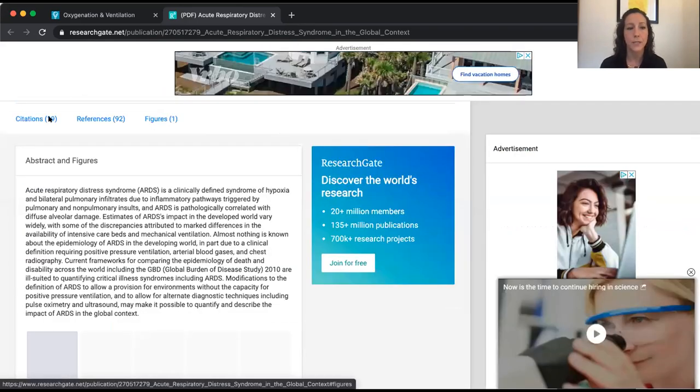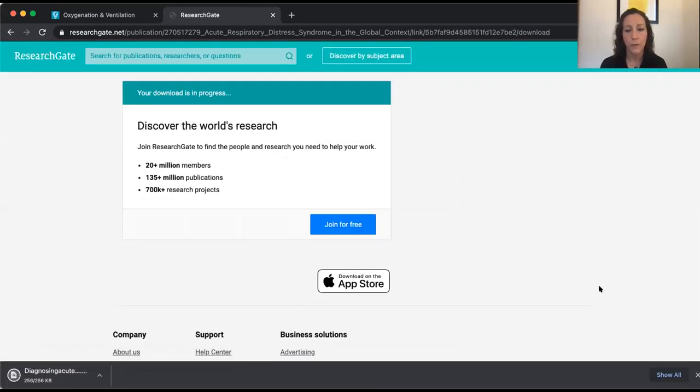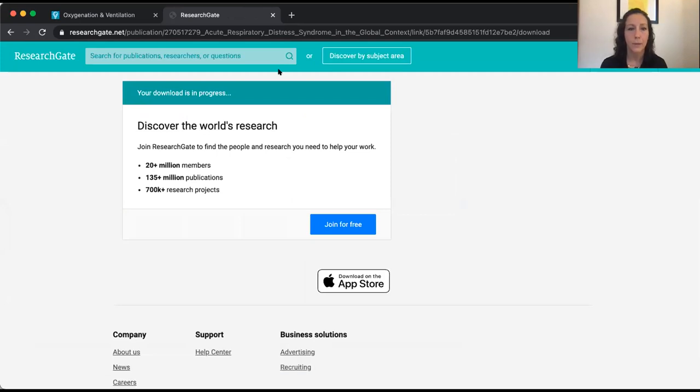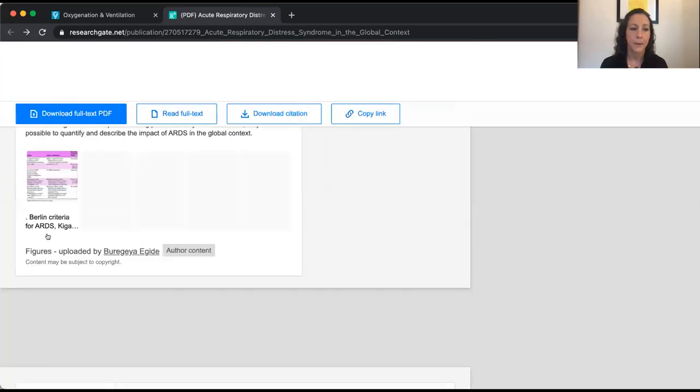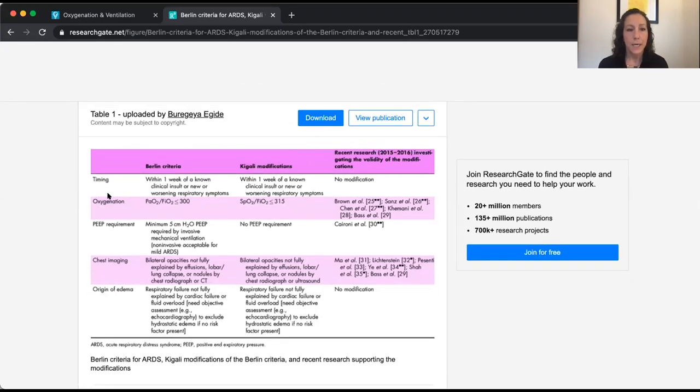So I'm gonna go straight to this figure, which is a really nice summary because I don't wanna read the whole article just for the sake of time. And I clicked on the wrong thing, apologies. We'll click on this image here. So what these guys did is they compared the Berlin criteria and they made modifications for settings that don't have arterial blood gas analysis. So you can see the timing has to be acute. We said within 1 week and that's the same. So the Berlin criteria versus the Kigali modification is the same.